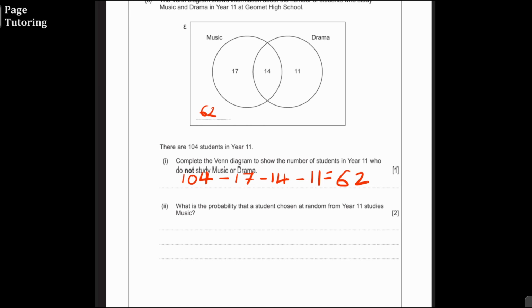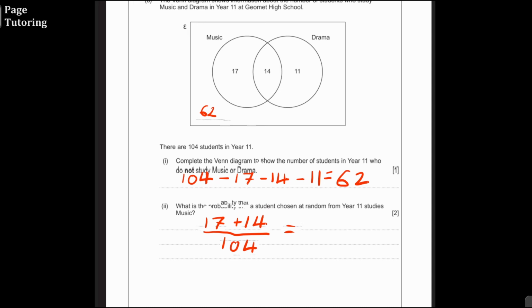Part II. What is the probability that a student chosen at random from year 11 studies music? Well, let's make that into a fraction. So we've got 17 students who study music, but it doesn't give any other conditions. It just says studies music. It doesn't say just music, and it doesn't say music but not drama. It says music. So the 17 who study just music, and we're also going to include the 14 who study music and drama. Now we've got those groups, we've got the number who study music. That's out of the total number of students, which is 104.